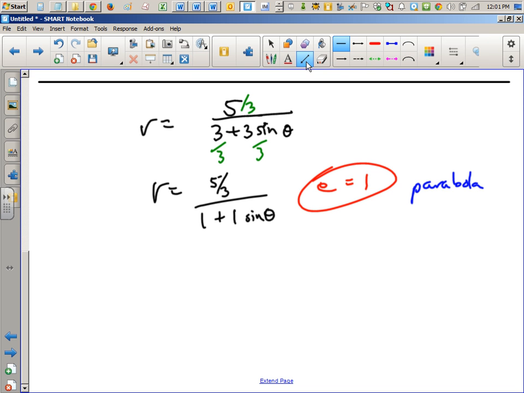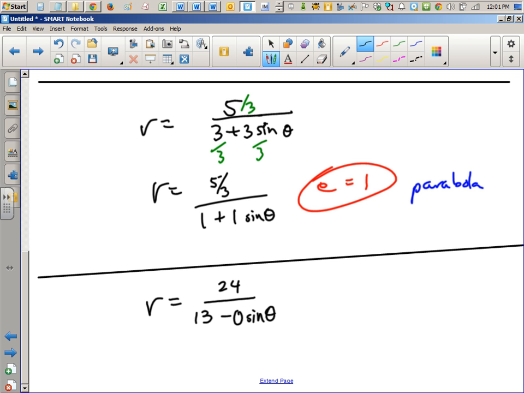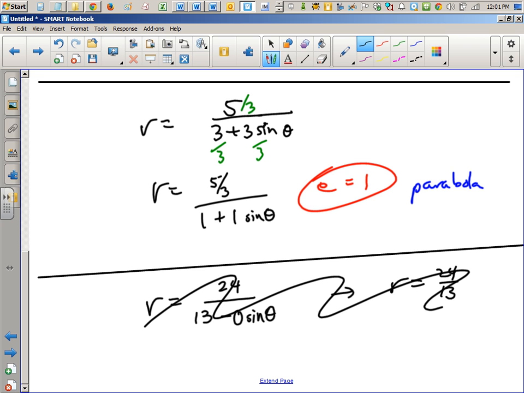Here's maybe what your equation would look like to start with. r equals, I don't know, 24 over 13 minus 0 sine theta. Then you would divide by 13. But what this means is it would have looked like this in the first place, and you would have known it was a circle from chapter 8. r equals a constant. That's just a circle wrapped around the pole. Focus at the pole. Focus is at the center of a circle. Okay, so this would just be a trivial case. It wouldn't even show up in this section. So your answers are always going to be hyperbola, parabola, or ellipse, is what I'm saying.